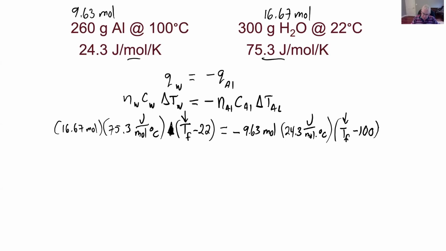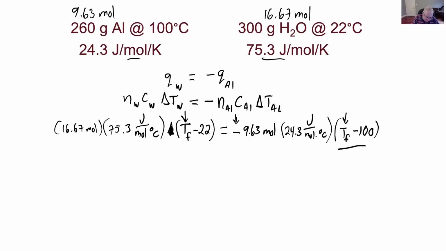Okay, about this minus sign, if you're still wondering about that, notice that delta T on this side is going to be negative, right? Because TF has got to be smaller than 100 degrees. The final temperature has to come out somewhere between 100 and 22 degrees because it can't get hotter than the hot stuff or colder than the cold stuff, right? And so delta T is negative, the minus sign makes sure that that side of the equation is still positive, because everything on the left-hand side of the equation is positive.